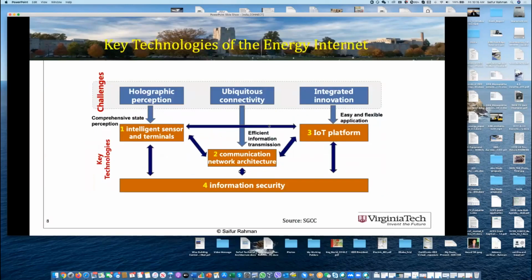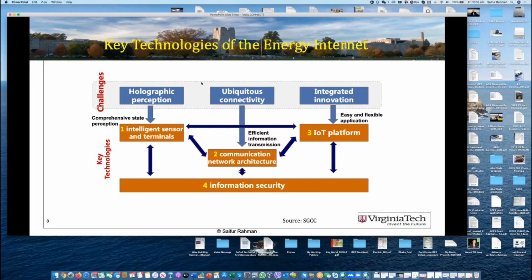So just to define it more clearly, the challenges on the top are three blue boxes. We must have holographic perception. What does it mean? We must have multi-dimensional, not just three-dimensional, perception. Perception for PV: I must know the amount, the voltage, the price, the duration. How long my neighbor wants to sell me solar power, at what price, and how the voltage is at their place. For that to happen, we will provide ubiquitous connectivity. All the homes will be connected to each other.